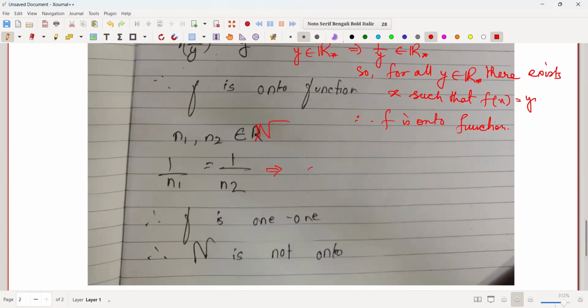That implies n1 equal to n2, and both n1, n2 are from natural numbers, and this 1 by n1 and 1 by n2, these are real numbers, or more precisely, these are from 0 to 1, right? More precise. So f is 1-1, but f is not onto.